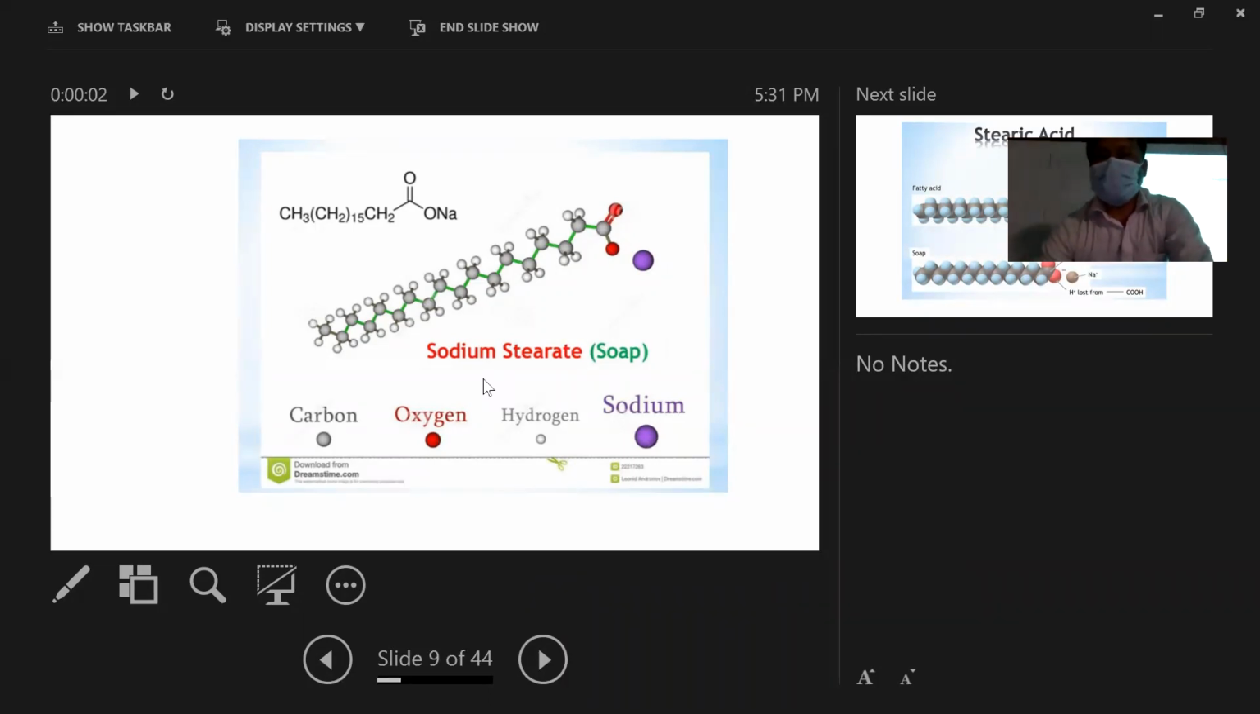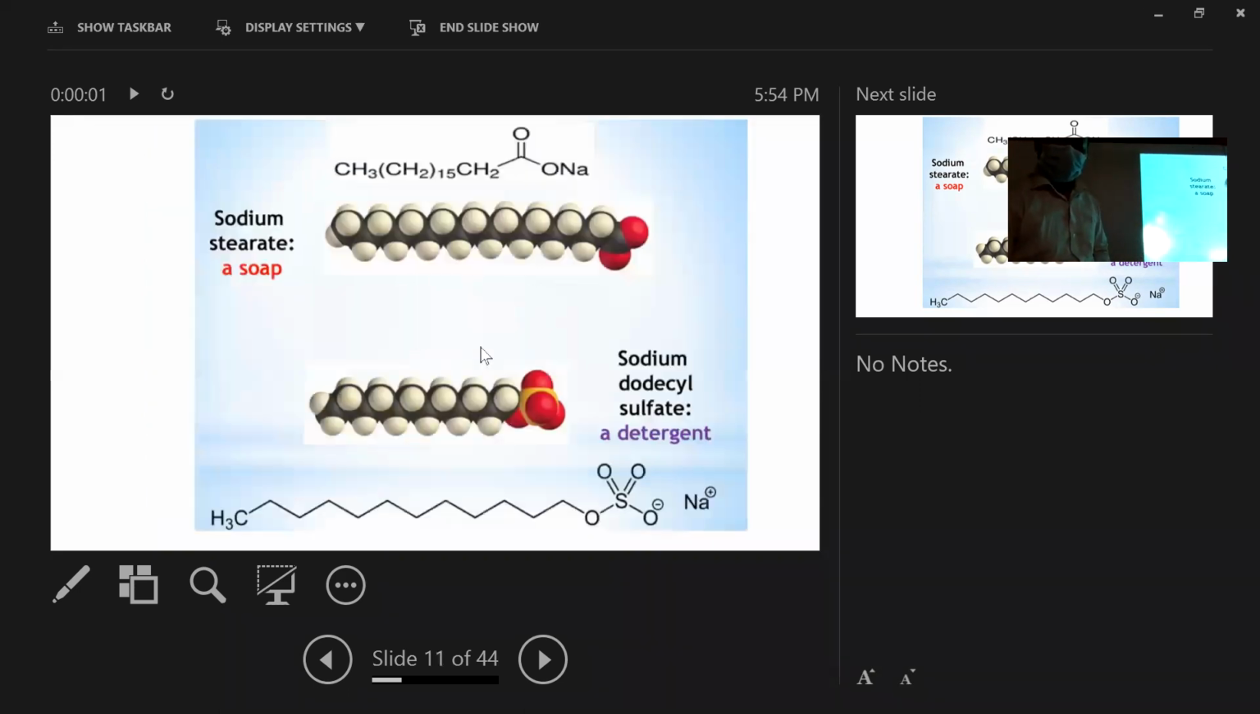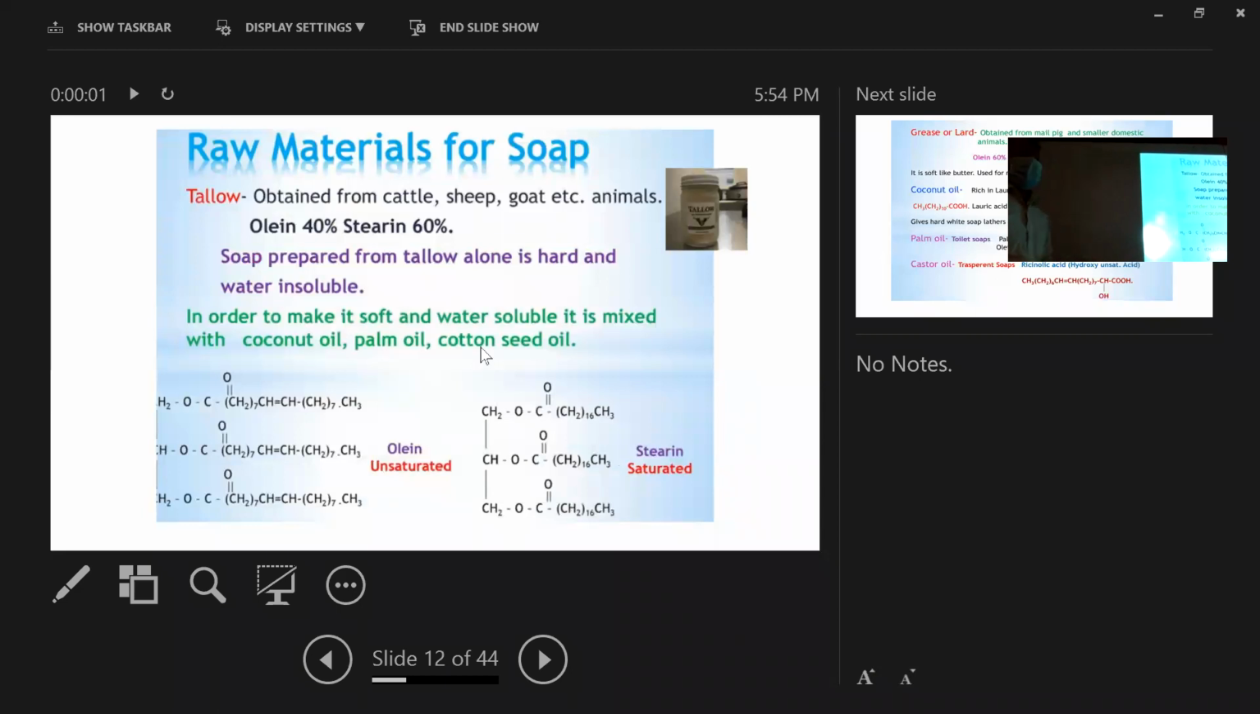Okay, so this is the soap. This carboxylic group, which I have already shown you, we can consider as the head, and this is the tail. There are so many examples. So what do we need to prepare a soap, how can we synthesize soap?